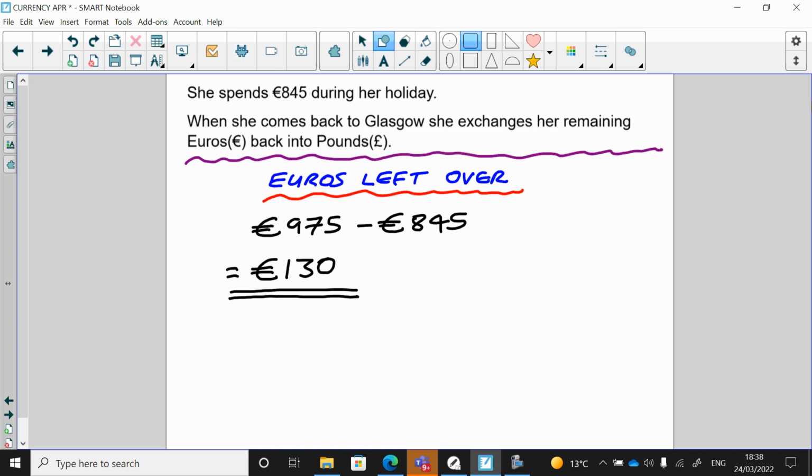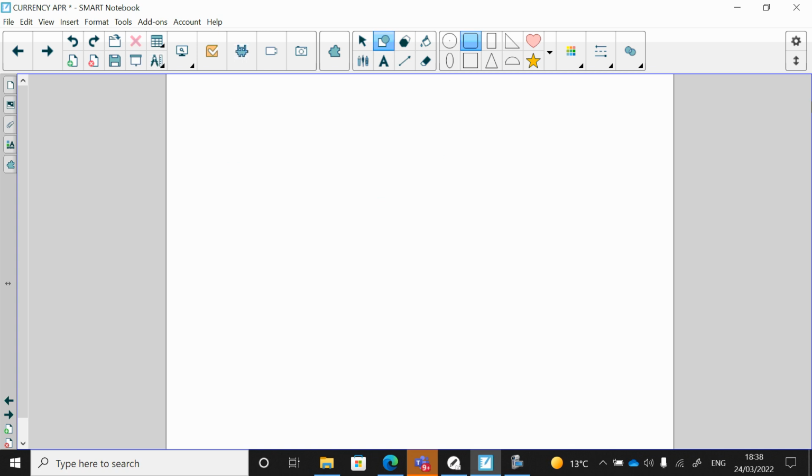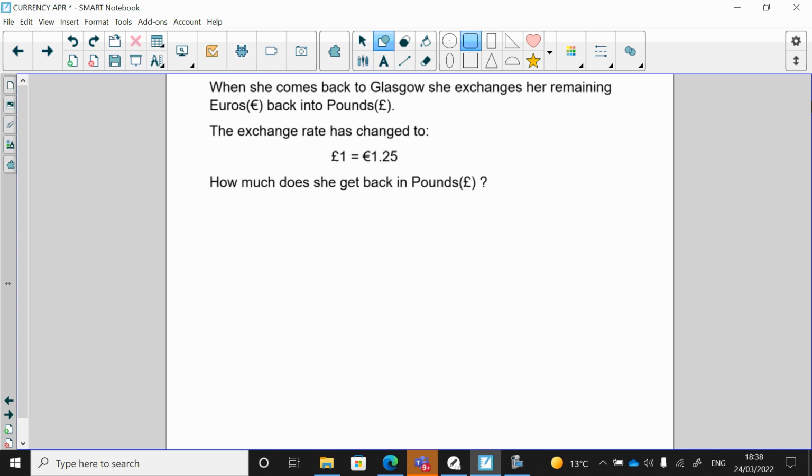Now, the last part was we want to exchange this back into pounds. So we're just going to bring back part of the question here. So we've dealt with this here. So we've got the remaining euros. We know what the remaining euros is. We've just figured that out. But we're going to change it back into pounds, but the exchange rate has changed. It's now £1 to 1.25.